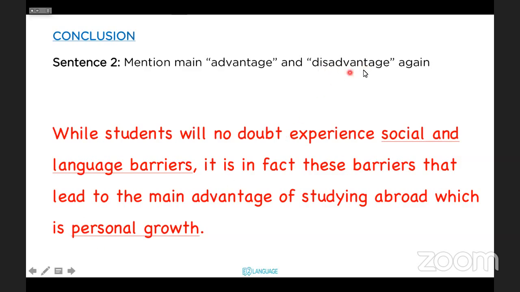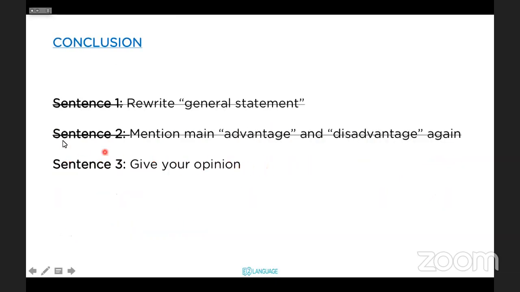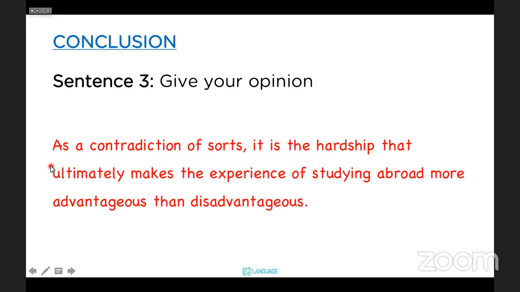And I've put my disadvantages here, social and language barriers. So that's my second sentence. And we've done that one. Now we're on to our third sentence, give your opinion. I'm just going to show you my opinion.